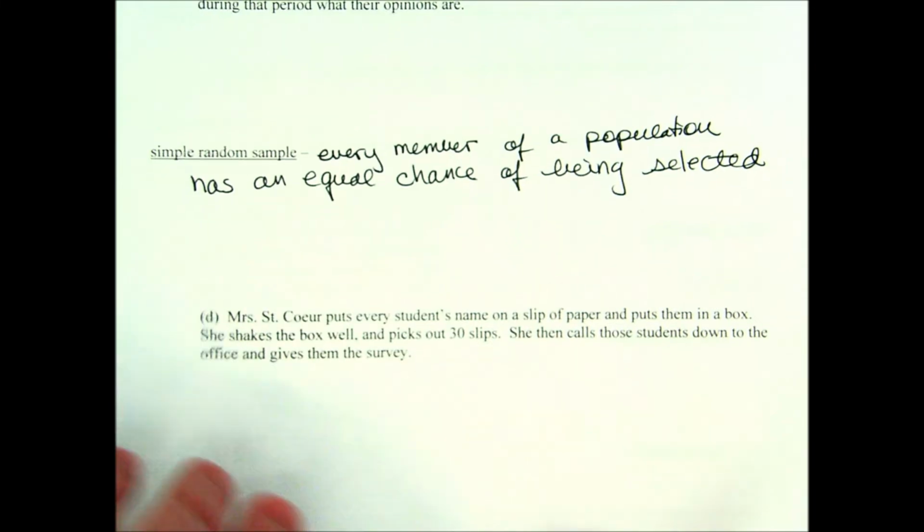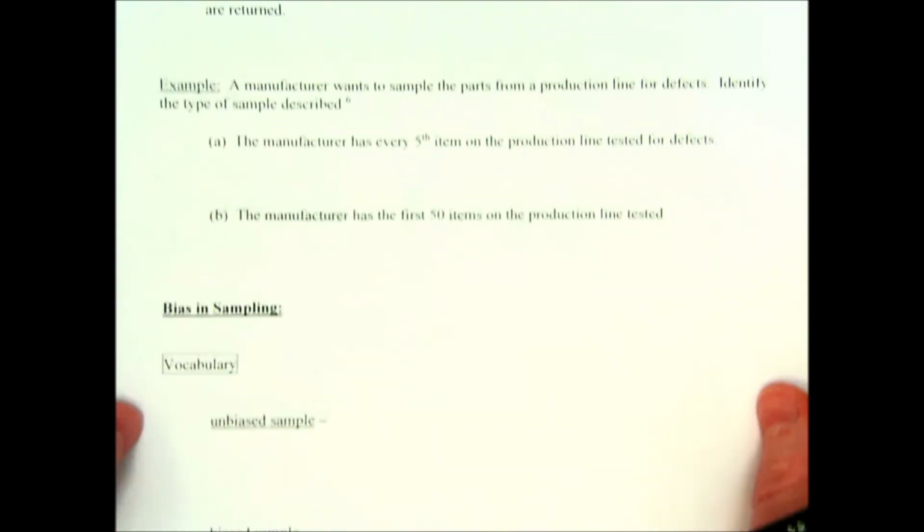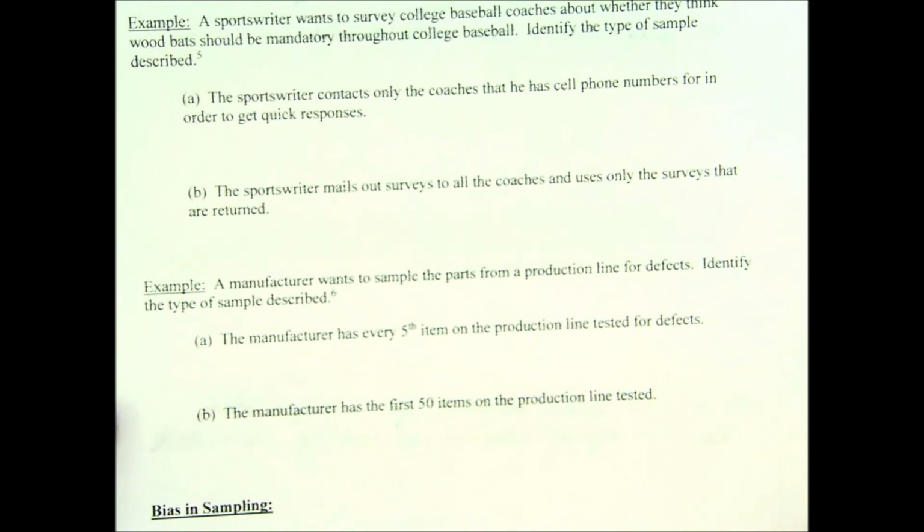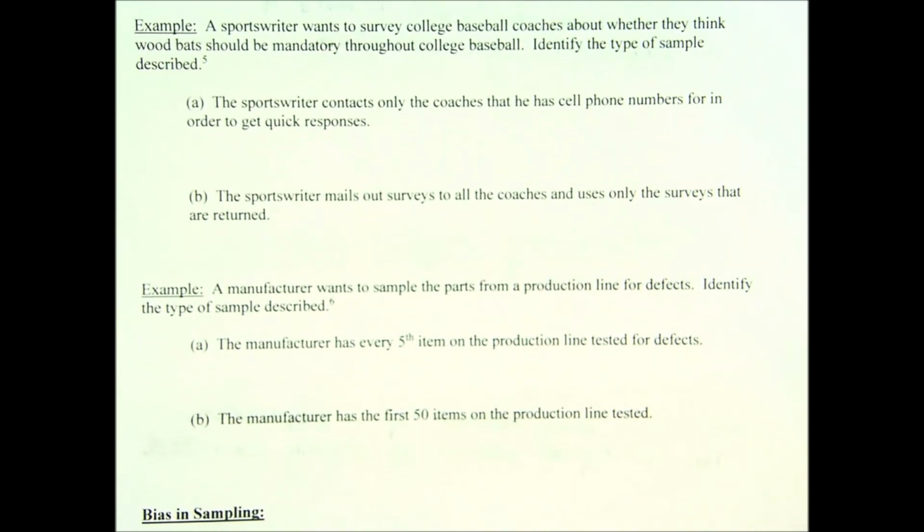So the first thing we need to be able to do is look at some scenarios and just determine which of those 4 methods of sampling are being used. I want to do the first example, parts A and B. You'll try the second example. A sports writer wants to survey college baseball coaches about whether they think wood bats should be mandatory throughout college baseball. We want to determine the type of sample that's being described there. In part A, we're told the sports writer contacts only the coaches that he has cell phone numbers for in order to get quick responses.